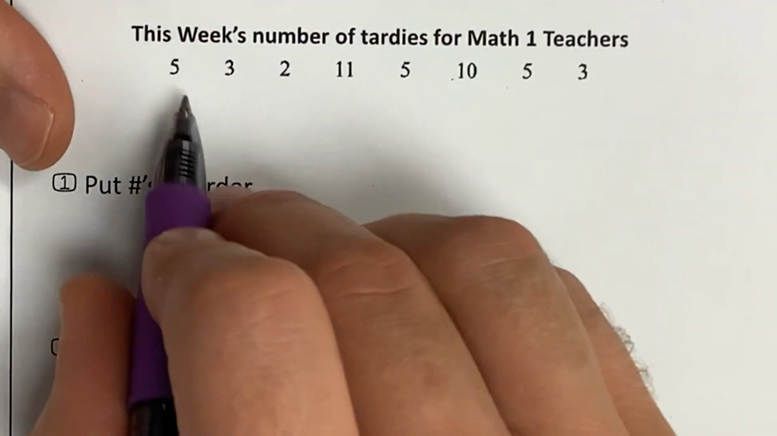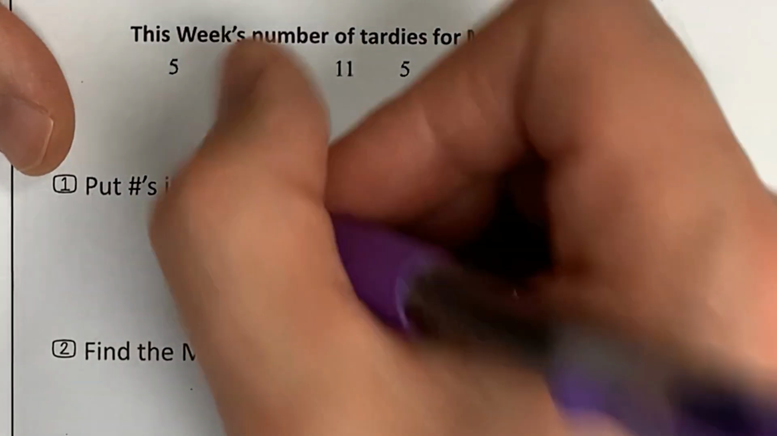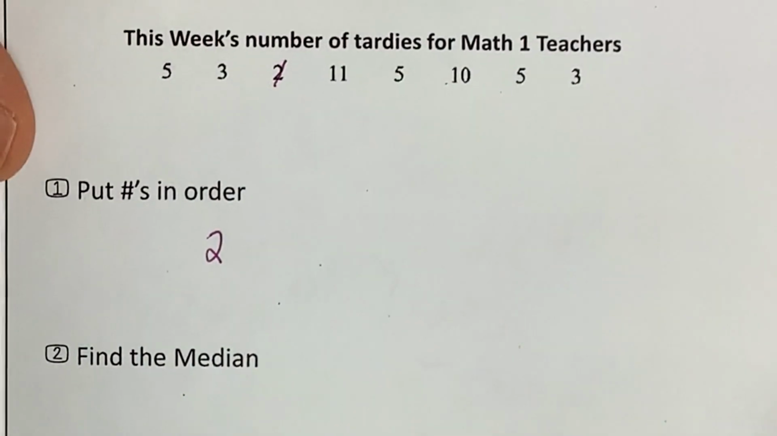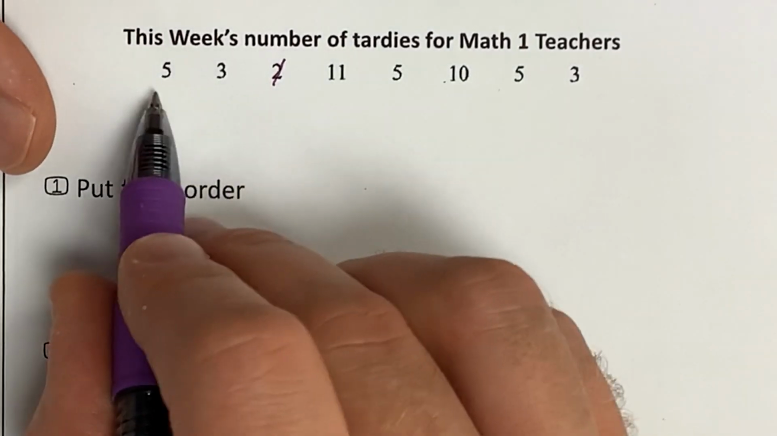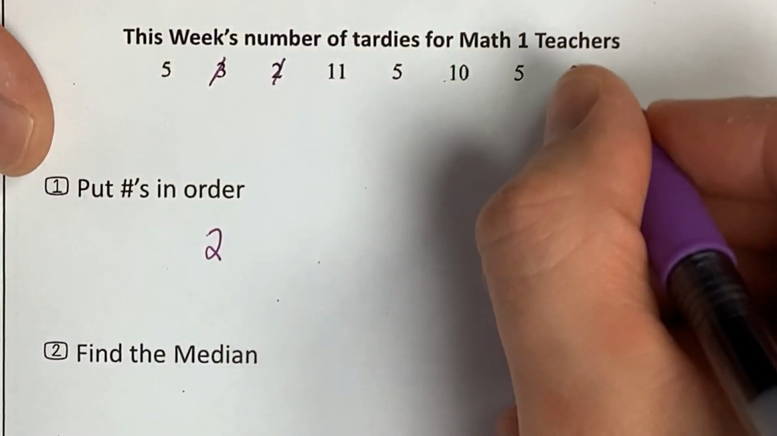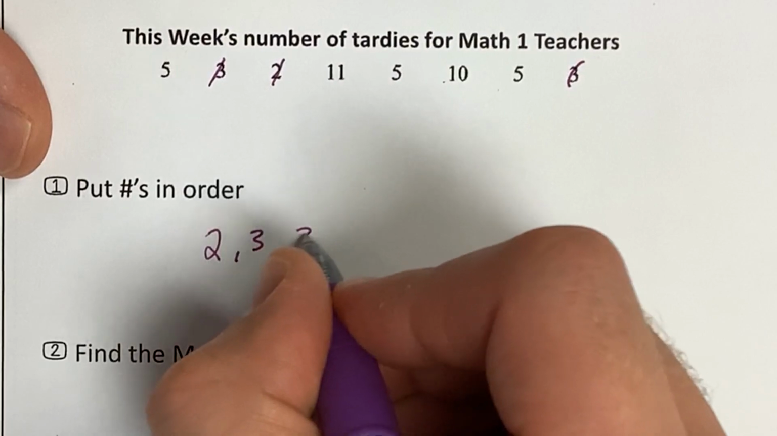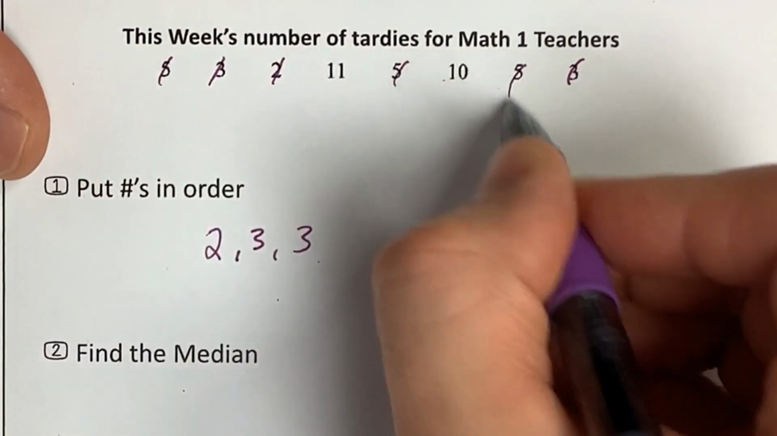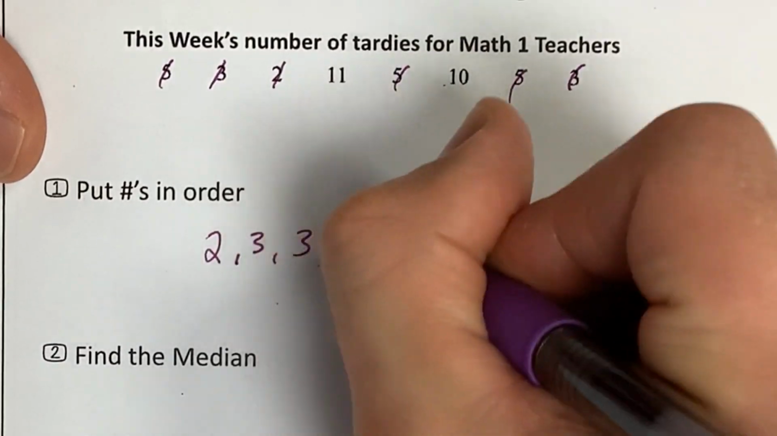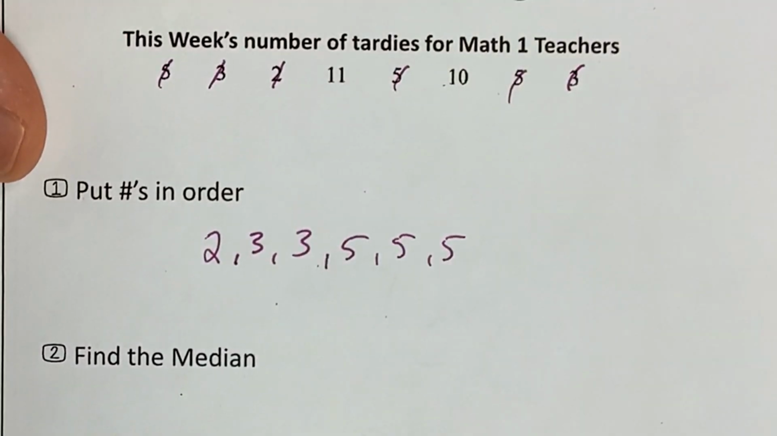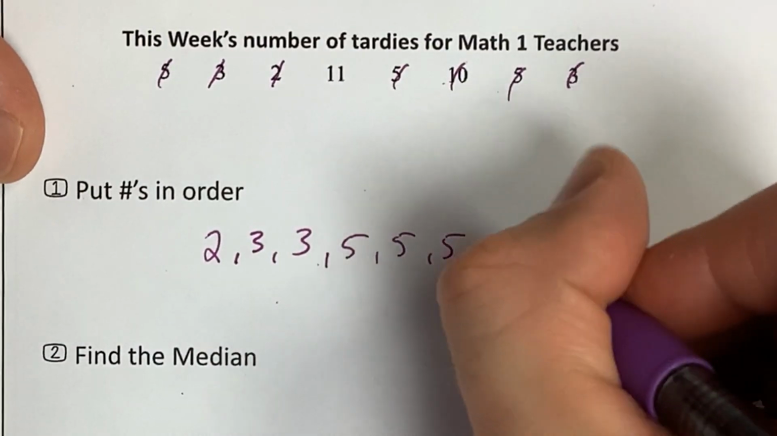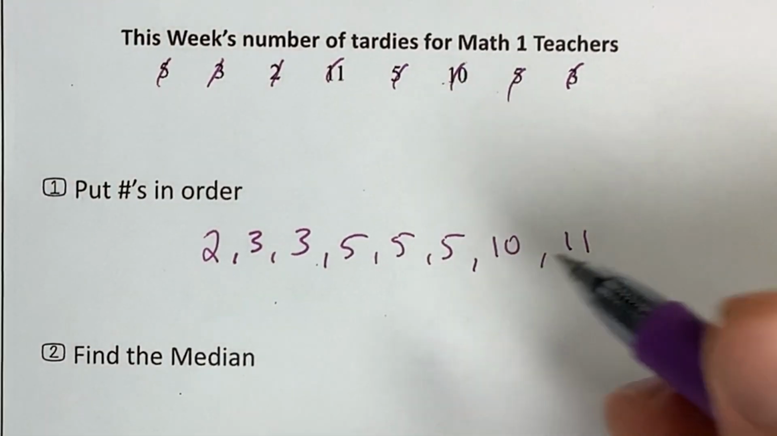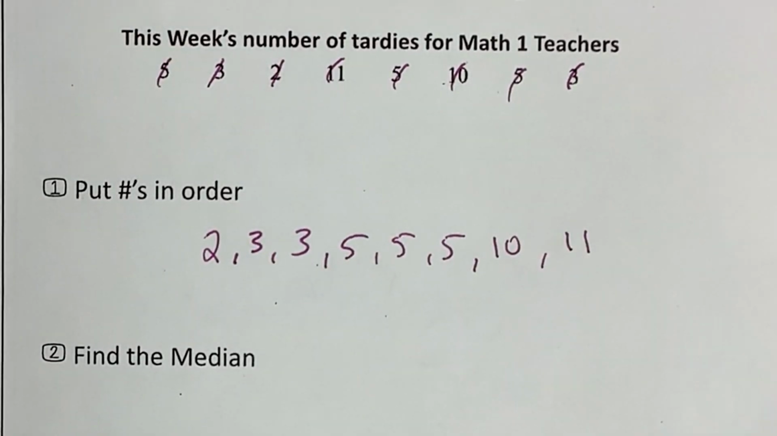Now this is how I do it. I first look at them, like, okay, my smallest number is 2. Put that down. Anytime I use a number, I cross it out. That way I don't make a mistake of double numbering or forgetting a number. Next would be 3. I see 1, 2 3s. No 4s. I see 1, 2, 3 5s. Next would be this 10. And next would be that 11. And that's all my numbers.